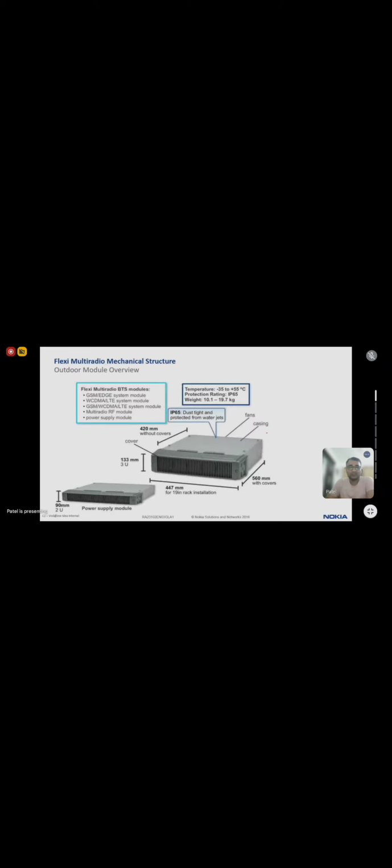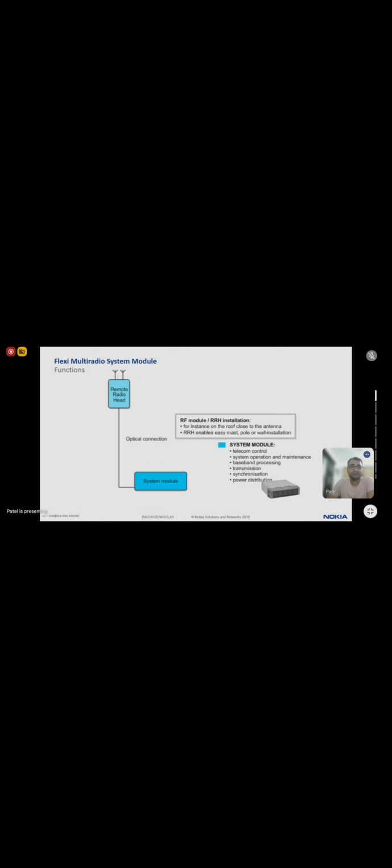One is the Flexi Multi Radio or MR10. Okay, Flexi MR10. Whenever you log in, you will see Flexi Multi Radio. And second is the Airscale.